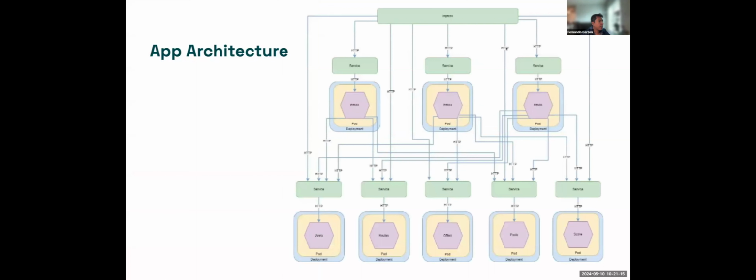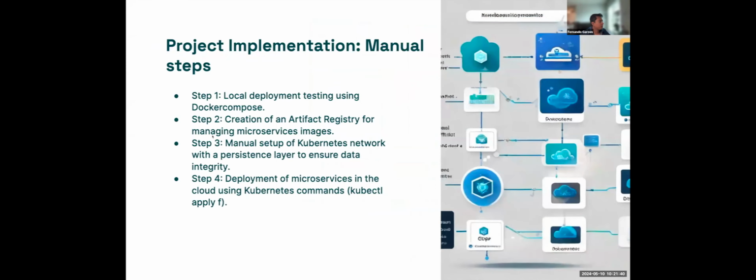This is the architecture. I'm not going to go deep into this right now. The first step was to test that the app worked locally, and then to migrate that into a Kubernetes cluster in the cloud. So the first step in doing that was to create an artifact registry in order to enable the cloud providers to access the images of the microservices and then spin up containers.